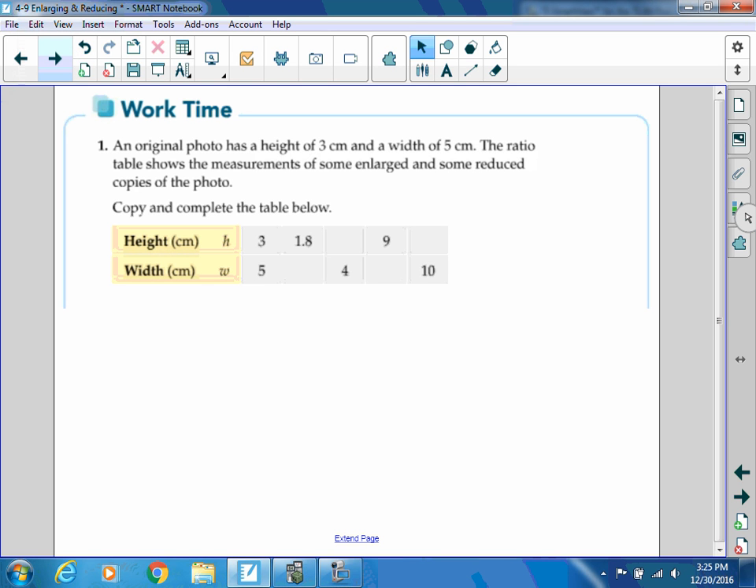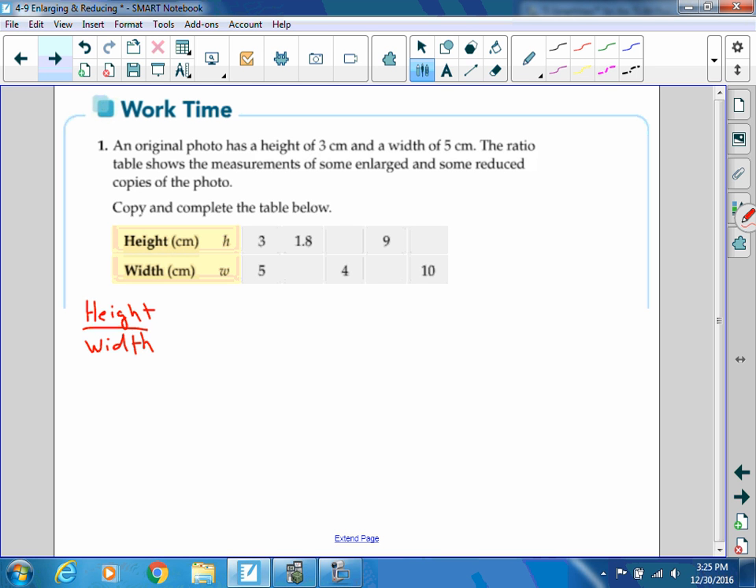So we have an original photo where the height is 3 centimeters and the width is 5 centimeters. So we have this table we need to fill out. Again, I've got height and width here, so I'm just going to set it up height over width. If you wanted to set it up width over height, you could do that as well. It's just going to flip all your numbers around.